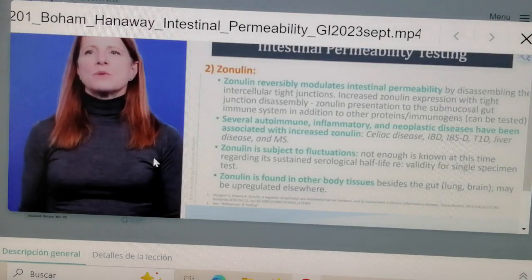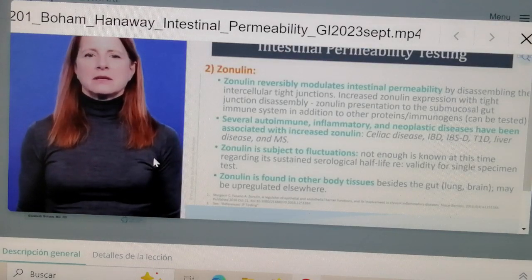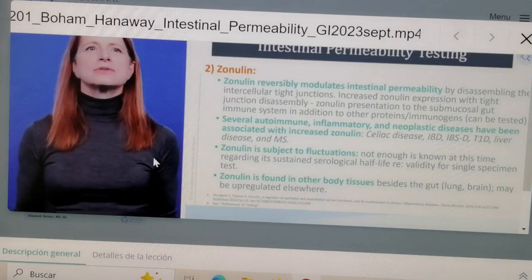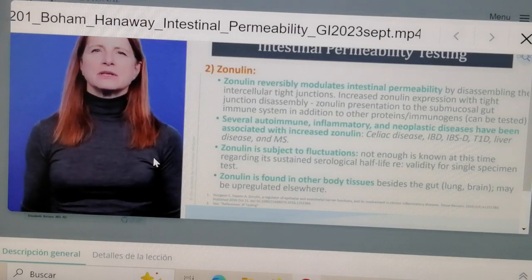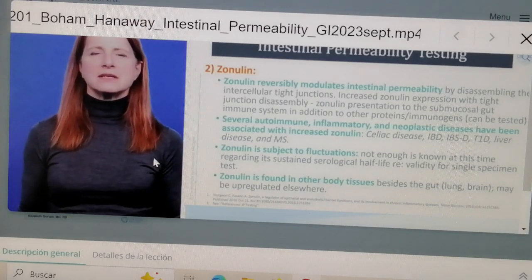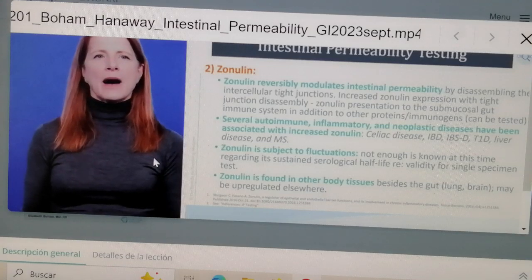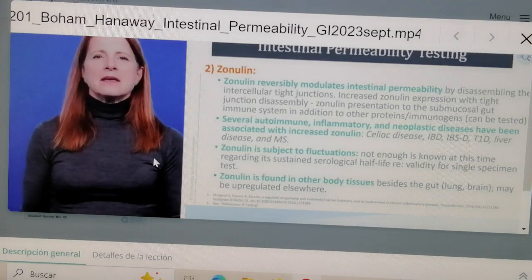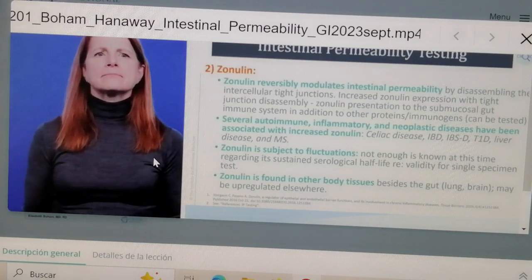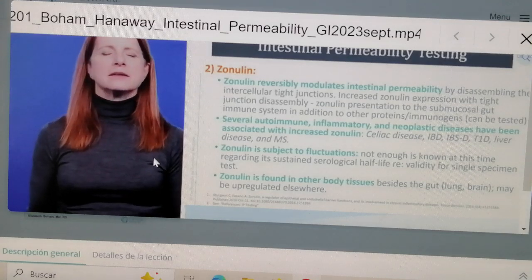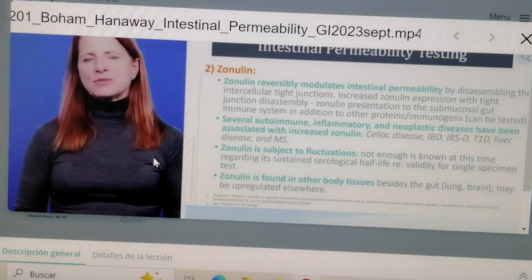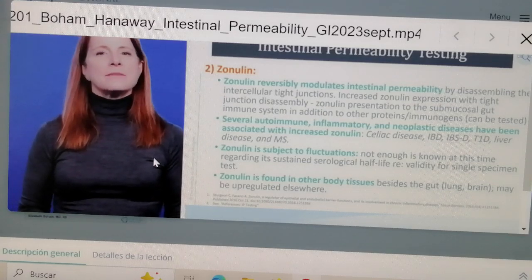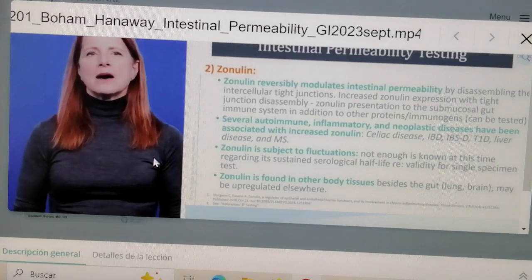So zonulin is both an enzyme and a tissue protein that signals the opening of the tight junctions. And high levels of zonulin have been associated with many inflammatory diseases, celiac disease, inflammatory bowel disease. But remember, zonulin fluctuates a lot. It fluctuates minute to minute, day to day. So direct measurements of zonulin, serum levels or stool levels of zonulin, are really just giving us one snapshot in time. And so as a result, they might not be the most accurate way to test.